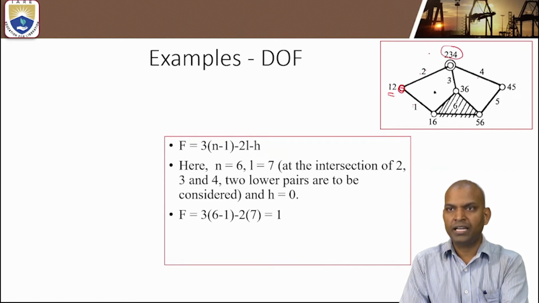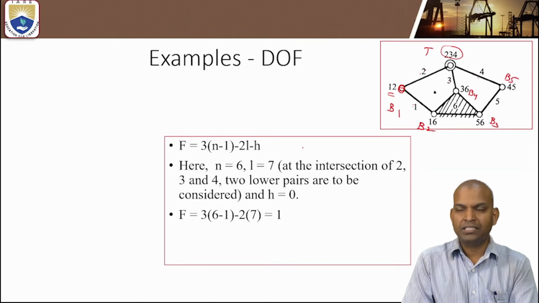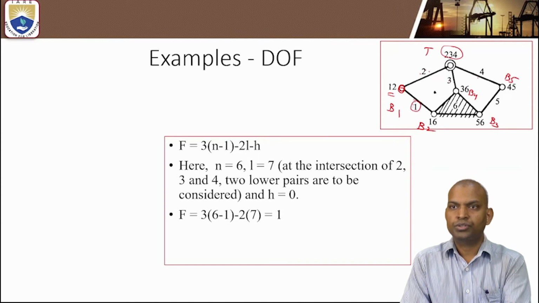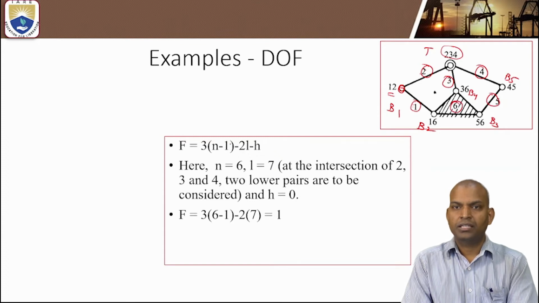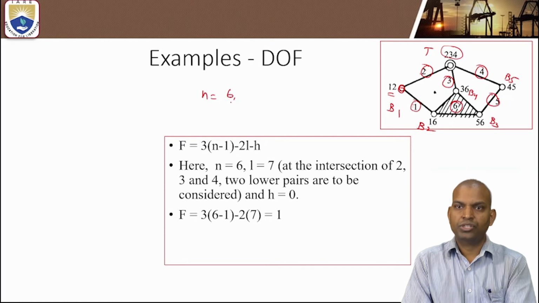This 2, 3, 4 indicates three links are joined, that is a ternary. This is binary. This is binary joint. B1, B2, B3, B4, B5. So how many links are there? The links are 1, 2, 3, 4, 5 and 6. N equal to 6.